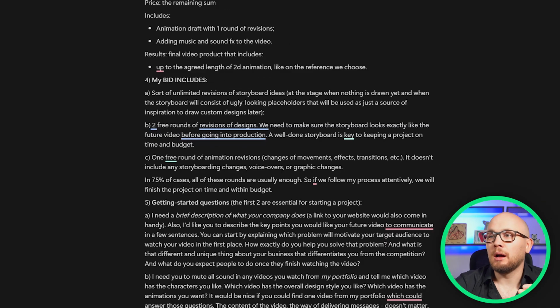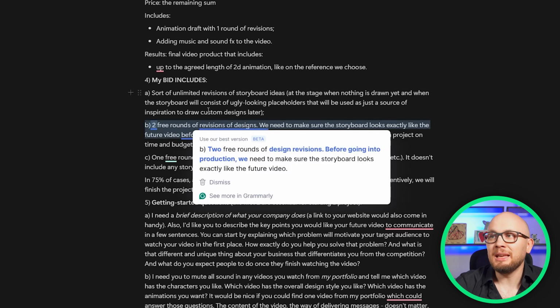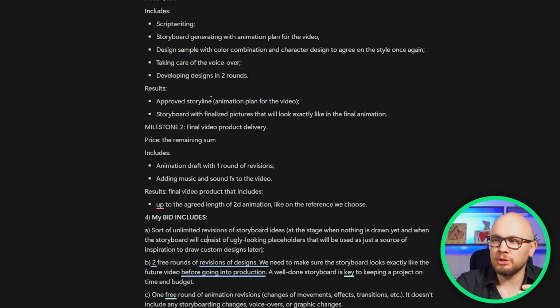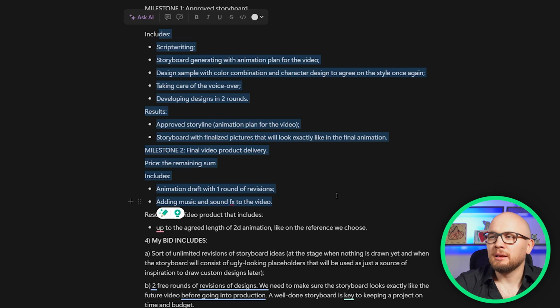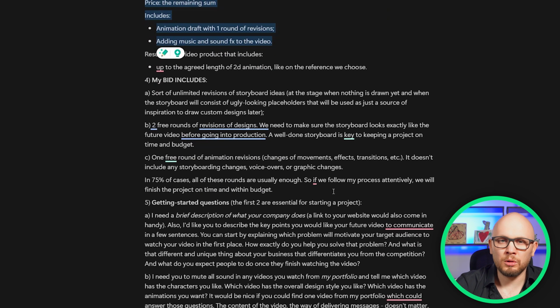Number 4, what my bid includes. In a way, all of that information has been conveyed here in some way, but this is again one more clarification that we are not vampires who live eternal life. We don't have unlimited resources. We cannot afford offering unlimited revisions.